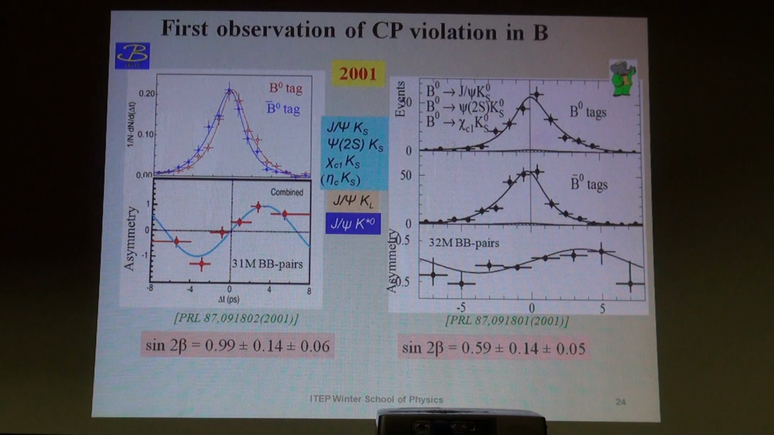The first observation of CP violation in B decays was done more than 10 years ago, in 2001. Both Belle and BaBar simultaneously reported the large CP violation in this final state. This is the value they obtained. They had almost the same number of B B-bar meson pairs. This happened approximately after 1 year of data taking. This is the first observation of CP violation outside the kaon system.